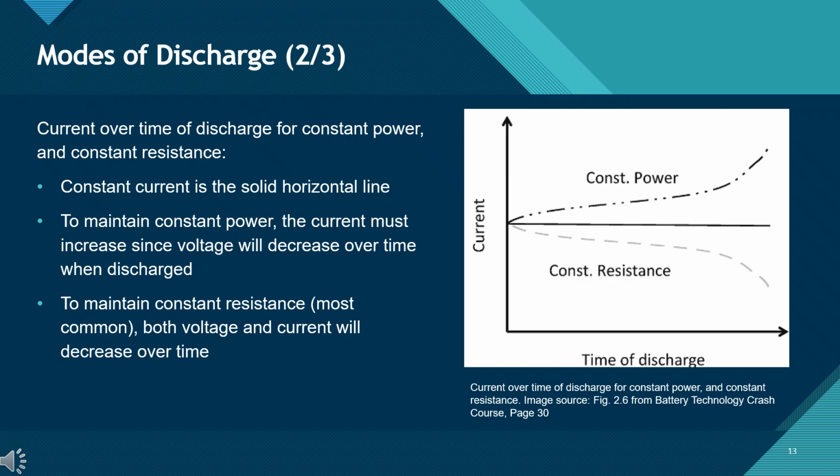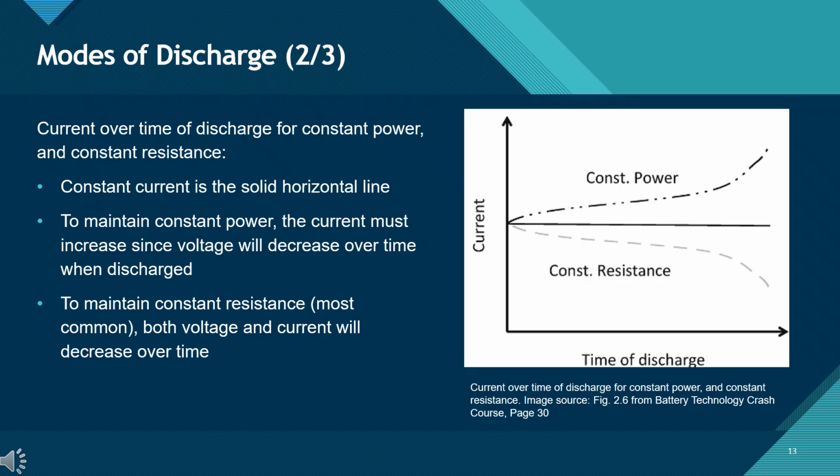Continuing with the modes of discharge, 2/3 on this slide, we examine how current changes over time under different discharge modes. The solid horizontal line represents constant current discharge. Here, the current remains steady throughout the process, even though the battery voltage gradually decreases. For constant power, the situation is different. Since voltage naturally drops as the battery discharges, the current must increase to maintain constant power output. That's why the curve slopes upward.